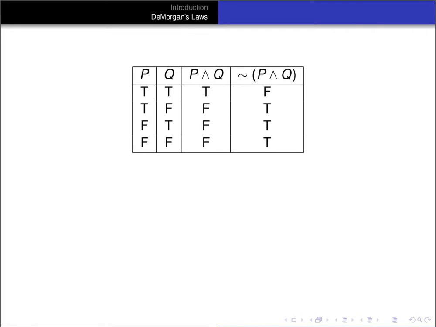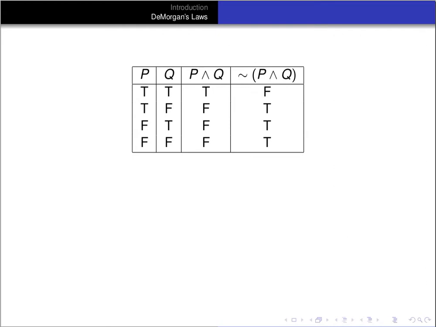So here's the truth table for the statement not (P and Q). So if P and Q are both true, then P and Q is true. So the negation of P and Q is false. If P is true but Q is false, or if P is false but Q is true, then P and Q is false, if you recall from the truth table for and. But the negation of P and Q in that case is true. And then finally, if both P and Q are false, then of course P and Q is false, so the negation is true.